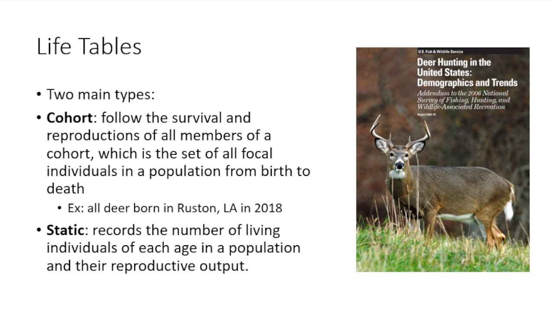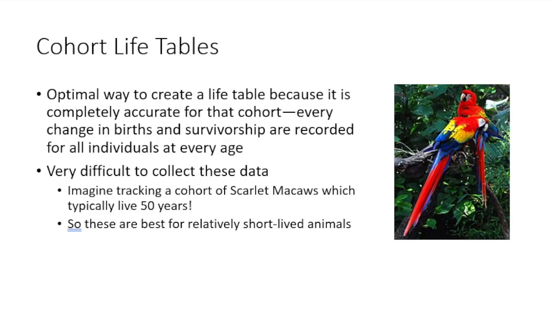One is called cohort, which follows the survival and reproduction of all members of a cohort, which is set on all focal individuals in a population from birth to death. The other one is static, so it records the number of living individuals at each age in a population and their reproductive output. So the first one, cohort, is the optimal way to create a life table because it's completely accurate to the cohort, and every change in birth and survivorship are recorded for all individuals at every age.